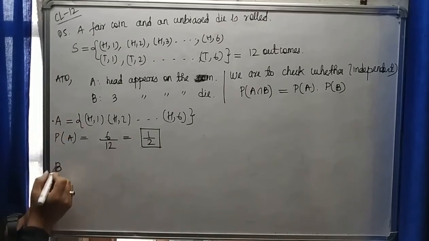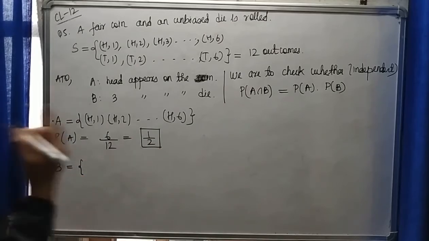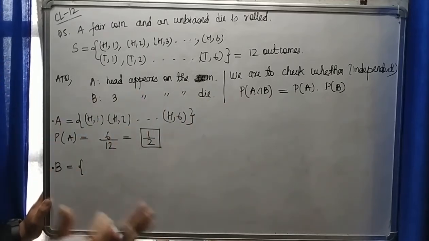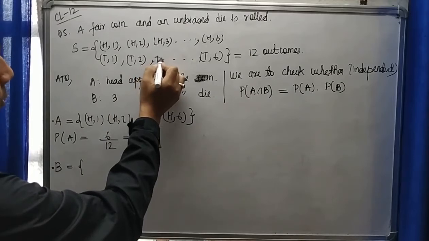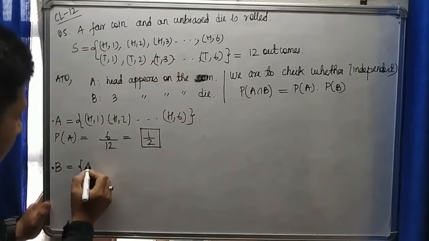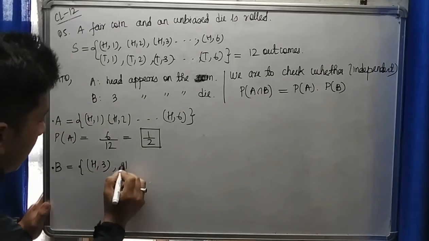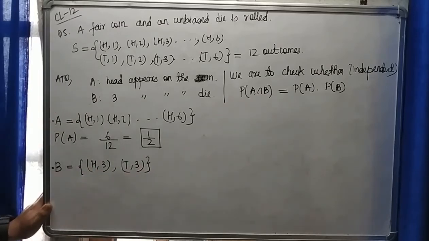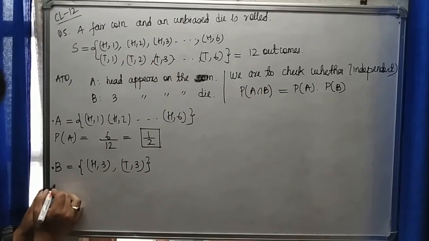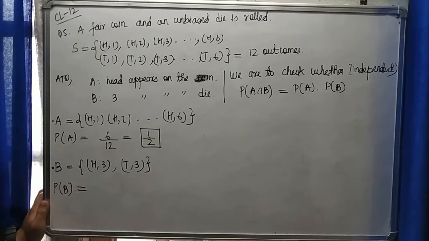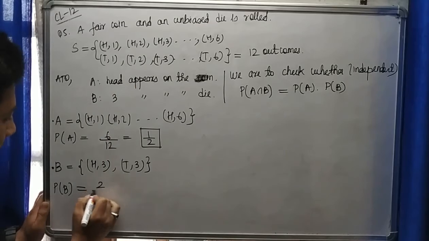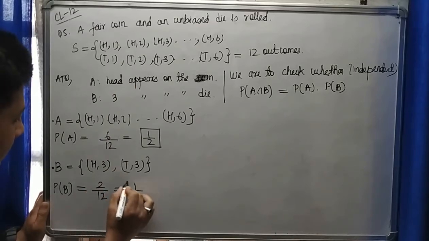Okay, this is event A, now I'll go to event B. What is my event B? 3 appears on the die. Remember that there is H comma 3, there is also T comma 3. So there are only 2 cases, H comma 3 and T comma 3. I need to find probability of B also. How many favorable chances of getting 3 on the die? Only 2. So that is 2 by 12, which is 1 by 6.